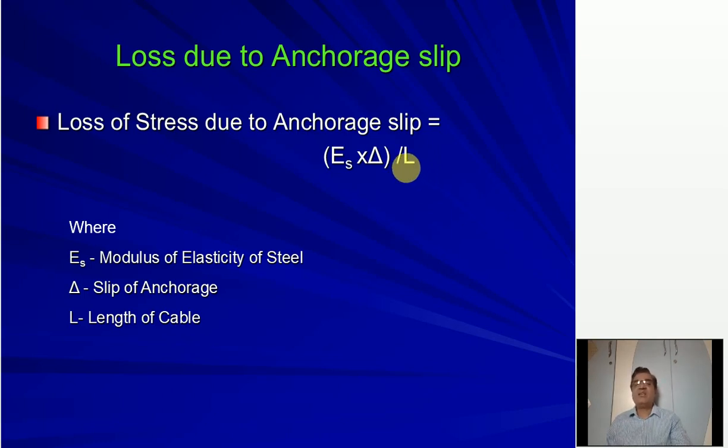Now obviously, since L is the denominator, for long members this loss is very less, but for short members the loss is higher, because this delta is a fixed, definite value, and hence the span of the beam matters. That means for long spans, the percentage loss due to angular slip is always lower, but for short members it is always higher.